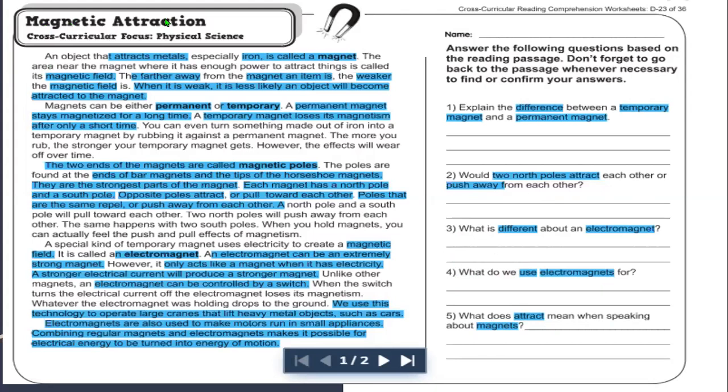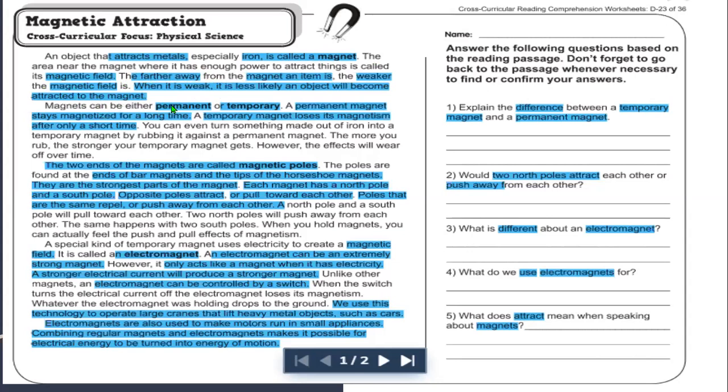So this is magnetic attraction, cross-curricular focus, physical science. An object that attracts metals, especially iron, is called a magnet. The area near the magnet where it has enough power to attract things is called its magnetic field. The farther away from the magnet an item is, the weaker the magnetic field is. When it is weak, it is less likely an object will become attracted to the magnet.